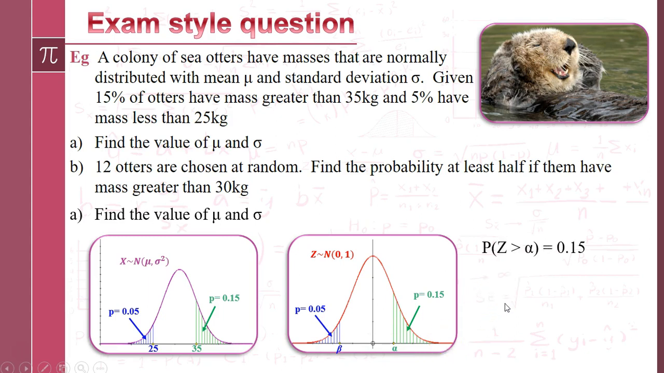So let's start off with alpha. We know that the probability z is greater than this value here is 0.15. Grab the calculator and you end up with alpha being 1.036.